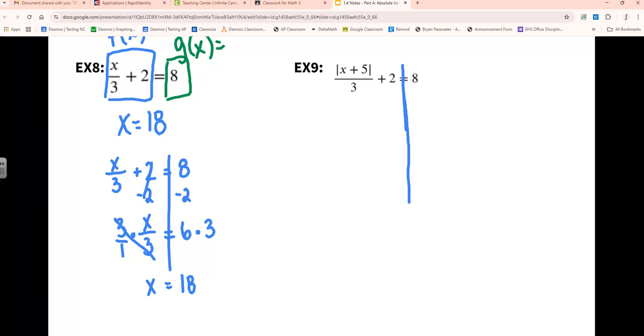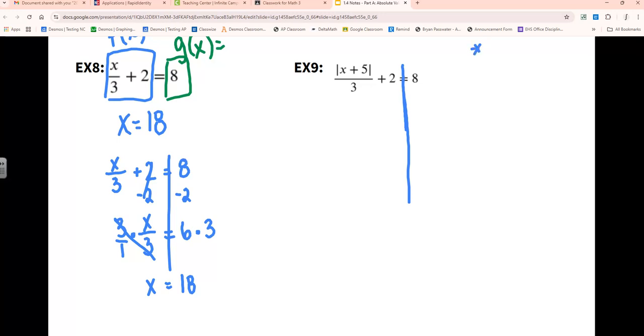Okay, now let's look at number 9. Okay, number 9, we don't want to immediately turn it into two equations. This is absolute value, so we're going to have to eventually have two equations. But we don't want to immediately turn it into two equations.